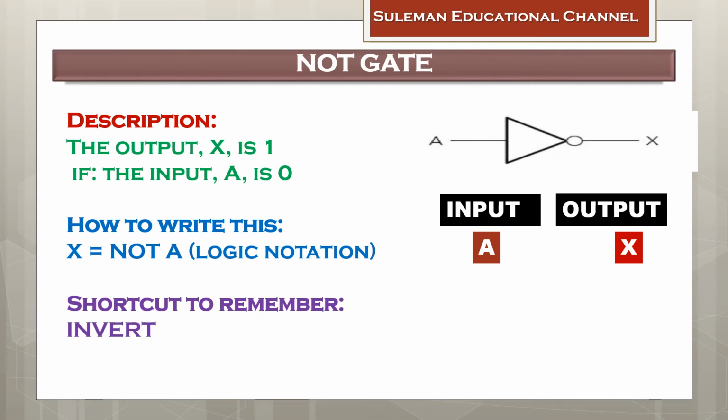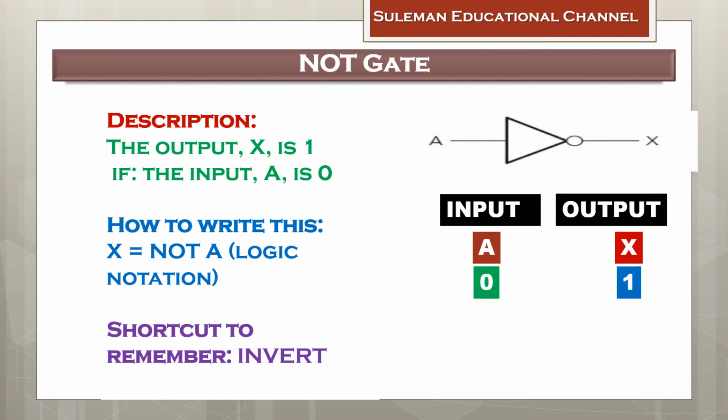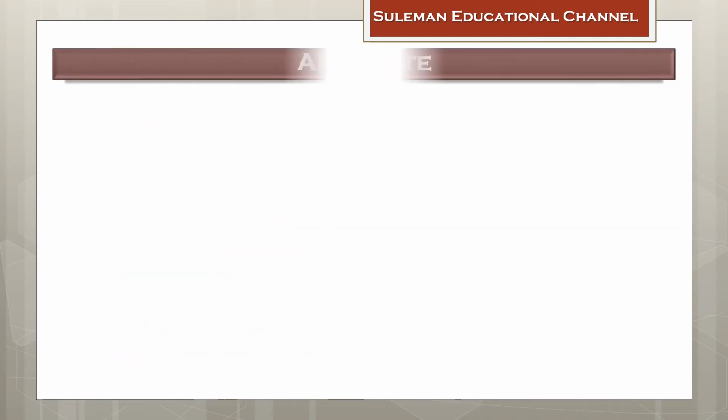If the value of input A is 0, then the output value of X will be 1. If the value of input A is 1, then the output value of X will be 0. In easy words, we can say that the output will be the invert of input. If input is 0, then output will be 1. If input is 1, then output will be 0.